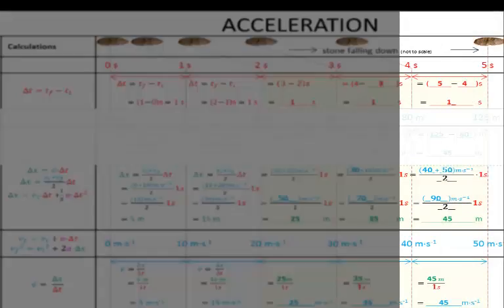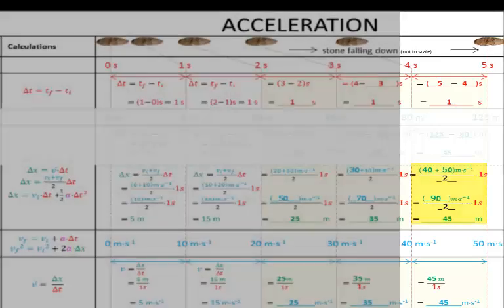The last interval. How far does it travel in the last interval? Final velocity 50 meters per second plus initial velocity 40 meters per second gives 90 meters per second. We halve that to get the average velocity. 45 meters per second is the average velocity for that interval. The interval lasts a second long, so we multiply 45 meters per second by 1 second and we get 45 meters is the distance traveled in that interval.